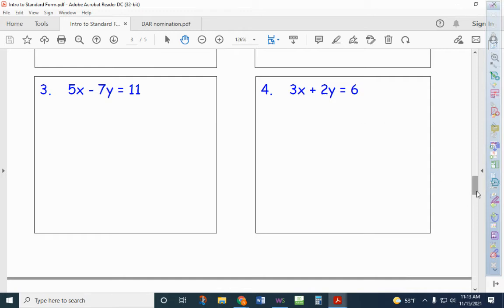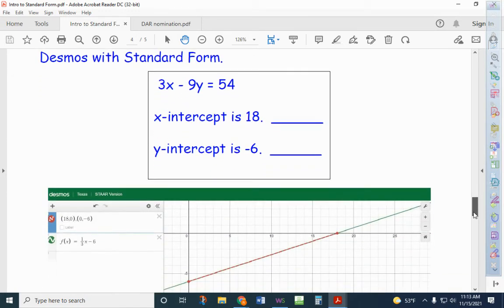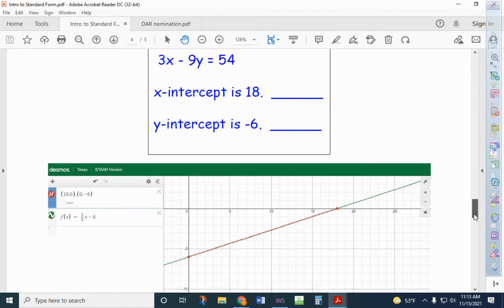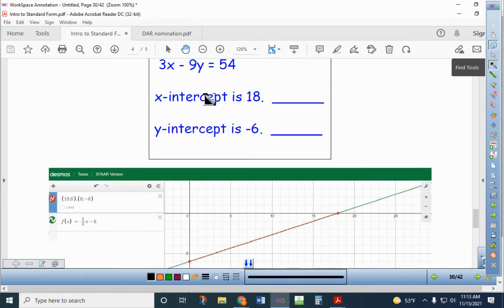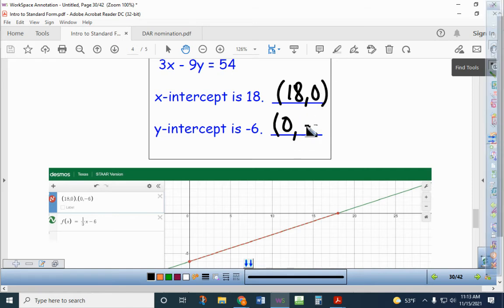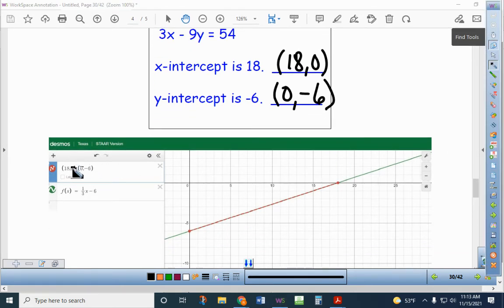All right, and the last little bit is our Desmos link. Okay, so standard form with Desmos, guys, we can do points on our Desmos. You can either enter them in as a table or as an ordered pair. Doesn't matter. So if we know the x-intercept is 18, we have the ordered pair 18, 0. And the y-intercept being negative 6, we have the point 0, negative 6. So all you have to do is go to the link in Desmos, Texas STAAR version, make sure you're on the Texas STAAR version, and then just type in your ordered pairs with a comma. And if you hold this part right here, you can make it connect the lines.